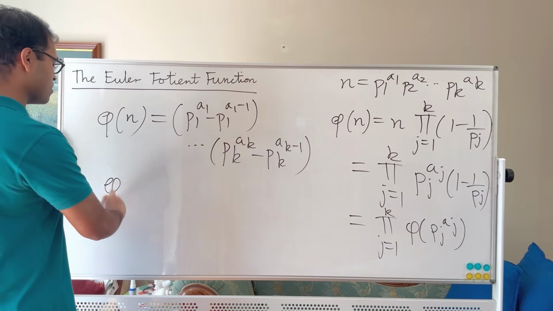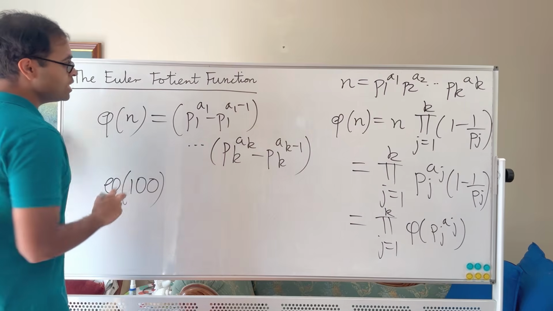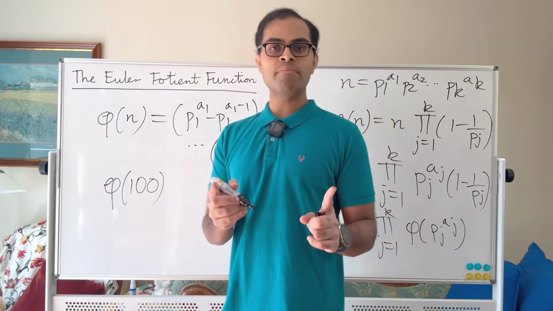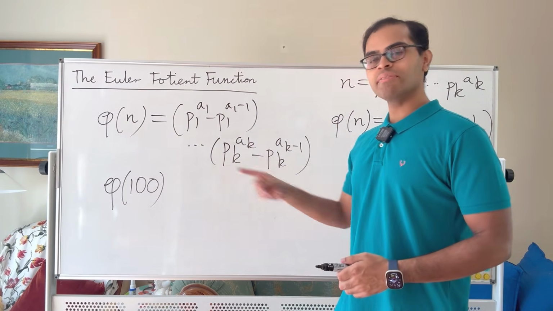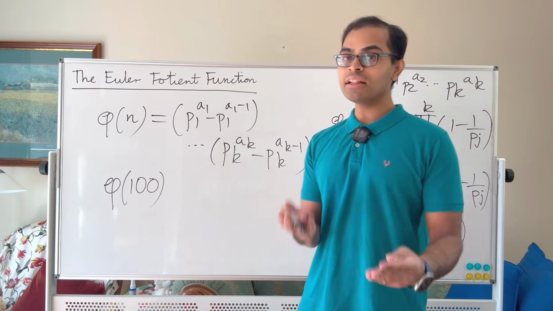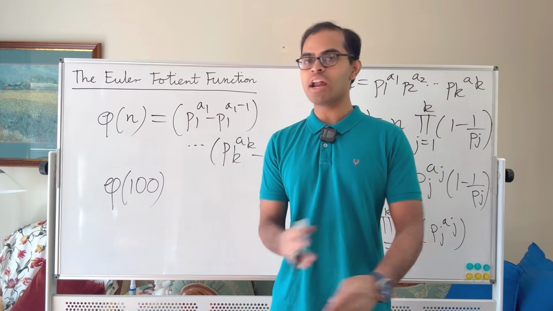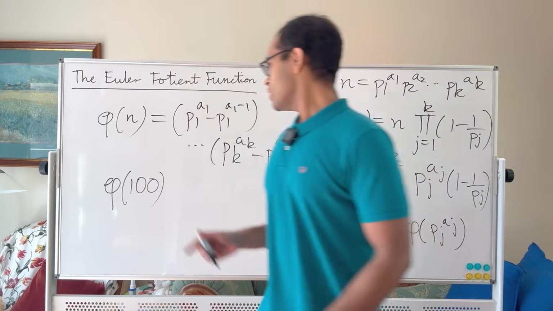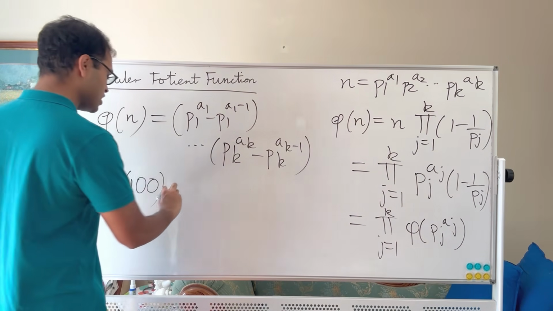Let's figure out something simple. Let's figure out phi of 100. Okay, pretty cool. It's always cool to see in math how far you've come. In the beginning of this video, finding this by enumerating all the numbers from 1 through 100 and calculating how many of them are relatively prime to 100 seemed very unwieldy. But now we just know the prime factorization of 100.